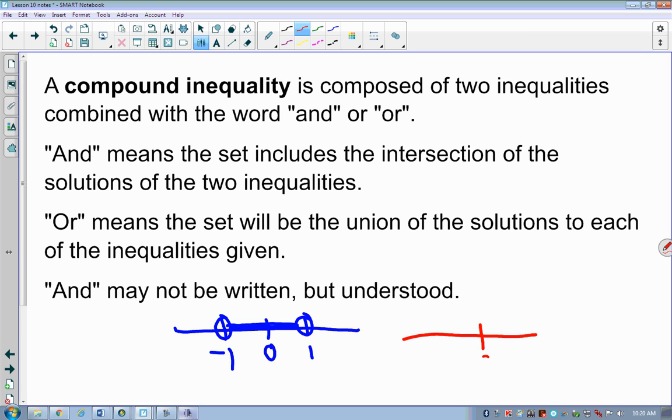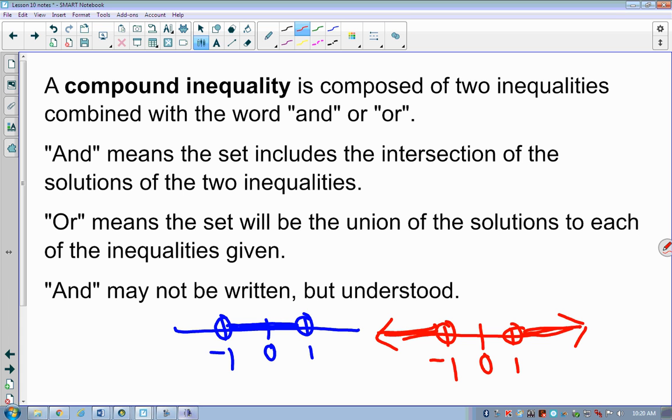an "or" statement, would look like this. And you could fill in those circles if you wanted, but they're going to go away from each other. That's an "or" statement. X is less than -1, or X is greater than 1. So we have conjunctions and disjunctions.